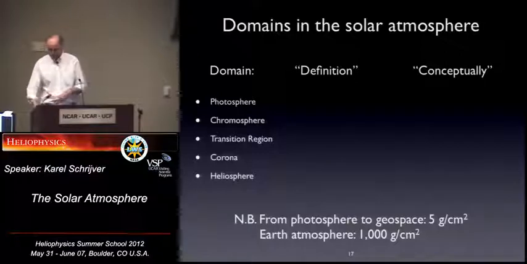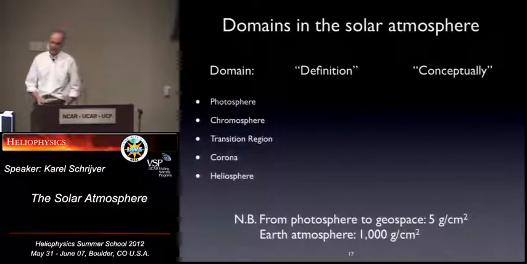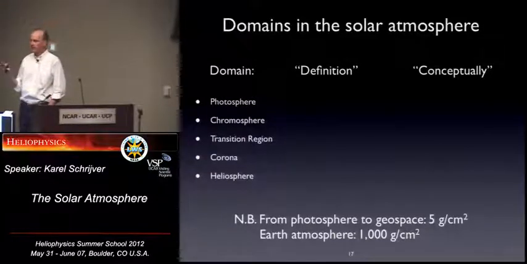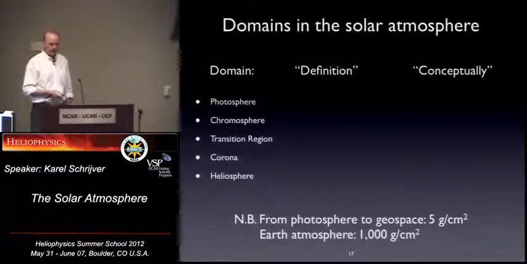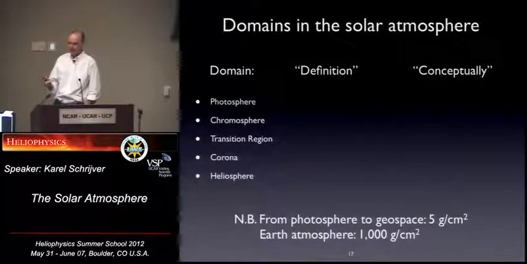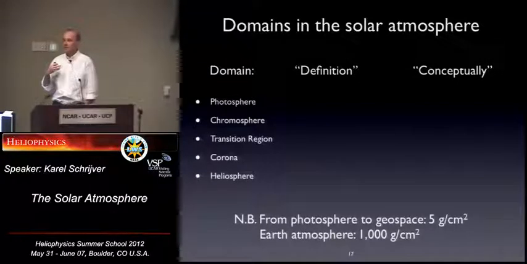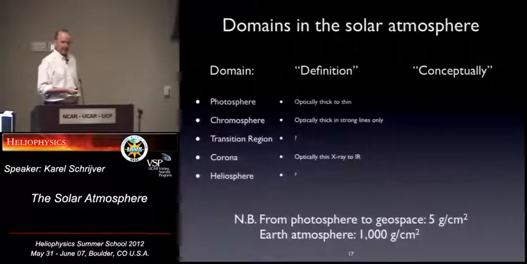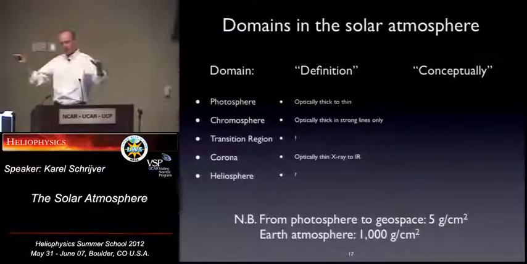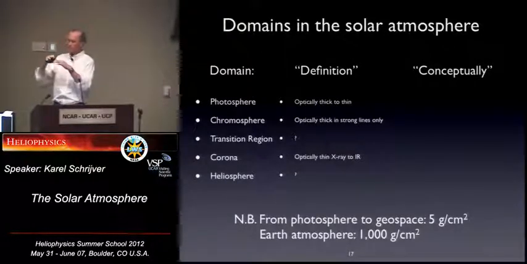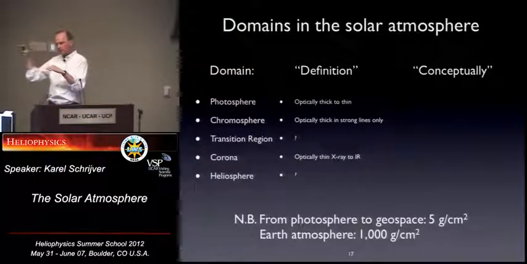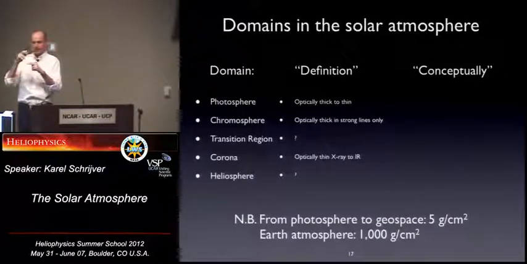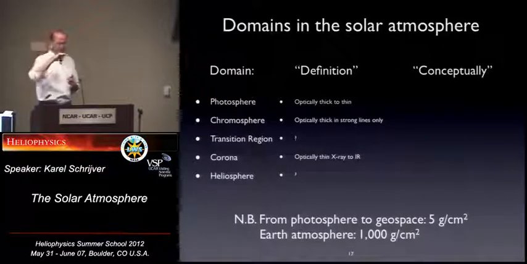Now, I've used terms photosphere, chromosphere, transition region, corona, and heliosphere. And I thought I should go through, just touch on the various definitions that you'll find in the literature. Formally, the way I was trained as a stellar astrophysicist, most of these definitions have something to do with the way that radiation escapes from these domains. So the photosphere really is the transition where you go from something that's completely optically thick in almost all wavelengths to almost entirely optically thin above it in almost all wavelengths. That's a layer that's something like 100 kilometers thick.